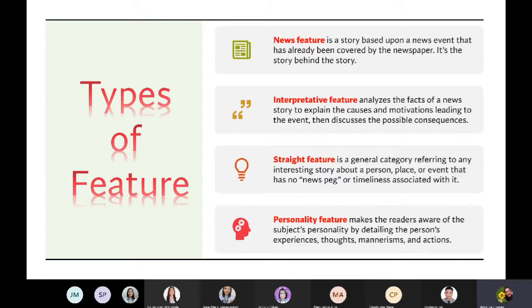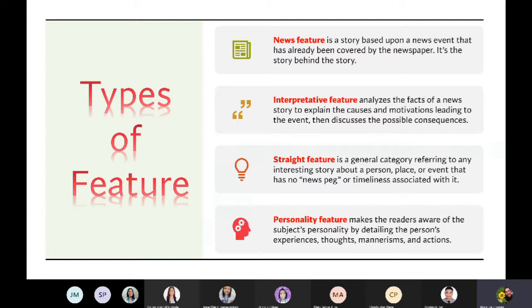Now, straight feature, this is like a news. A news, but the story is interesting. It's not newsworthy. What are the good ones? For example, about a dog, a two-legged dog. The two-legged dog is not really newsworthy, but for a feature article, it can be feature-worthy. So that's it. But the way you describe the story of the two-legged dog could be like a news. It's like you're just reporting what is happening in life.